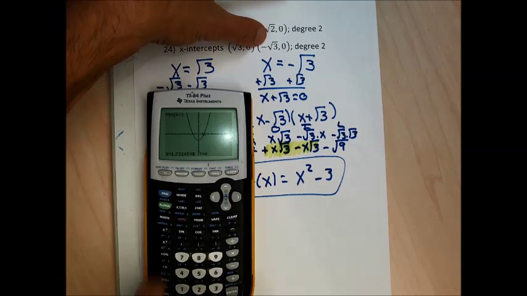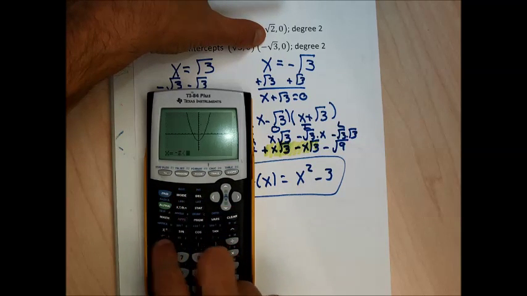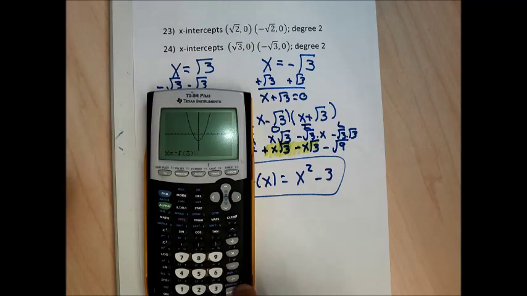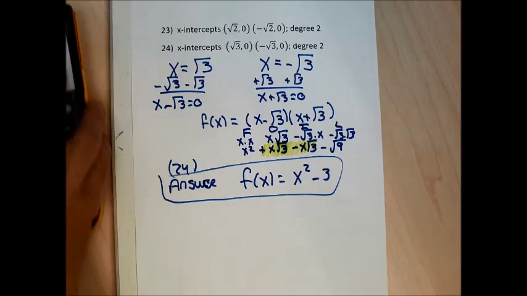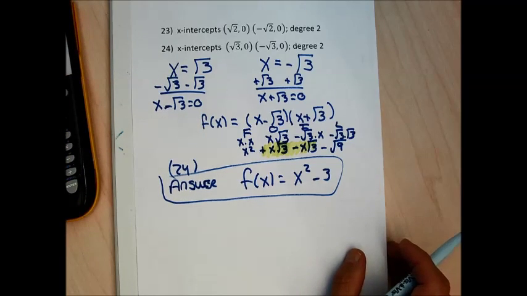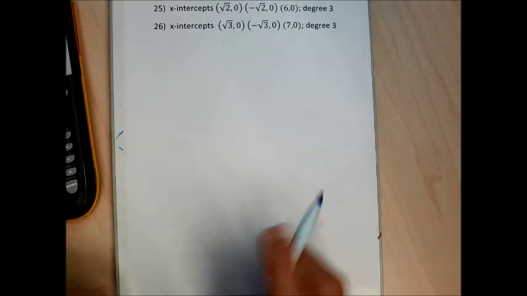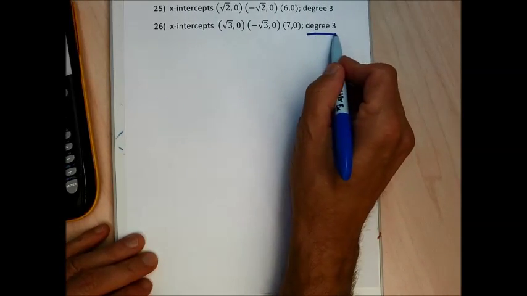And now I'm going to do this one, second calc value, negative square root of 3. And then when I hit enter, it gives me a 0, so I know my answer is correct. So your problem 23 works the same way. My problem 26 is not so pleasant. It wants a degree 3 polynomial.